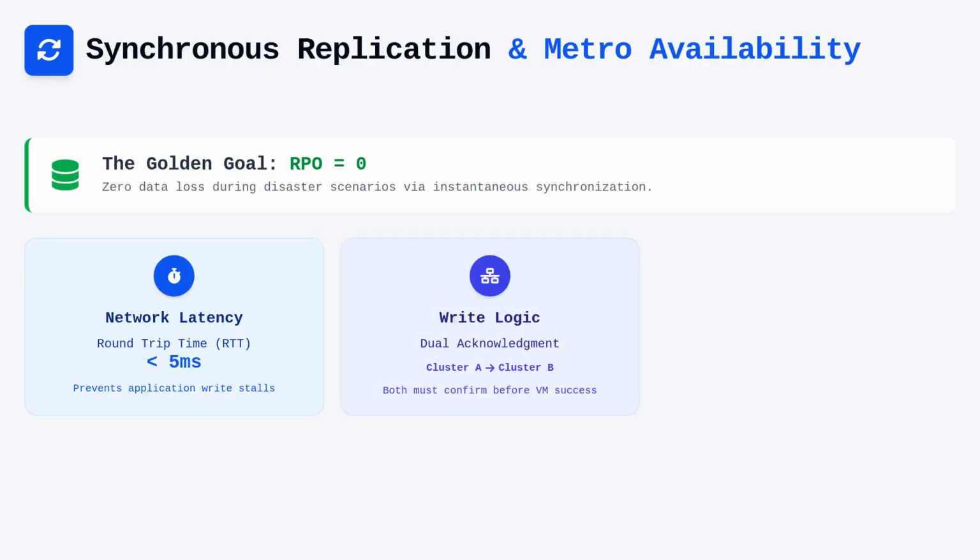Because every write operation must be acknowledged by both clusters before the guest VM receives a success signal, network topology is the primary determinant of system stability.